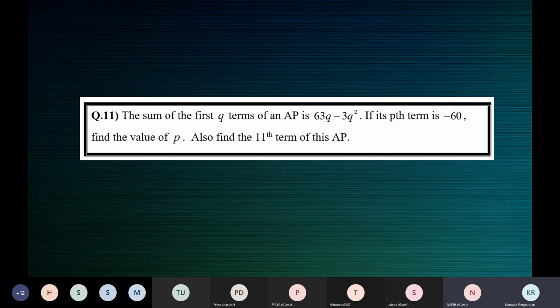11th one. The sum of the first q terms, like we say sum of the first n terms, the sum of the first q terms of an AP is given by 63q minus 3q square. See, we know that Sn, sum to n terms, is quadratic in n. The expression will be quadratic in n. So the sum to first q terms will be quadratic in q. If it was Sn, they'd give 63n minus 3n square.